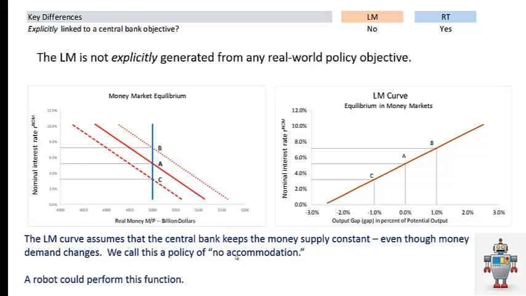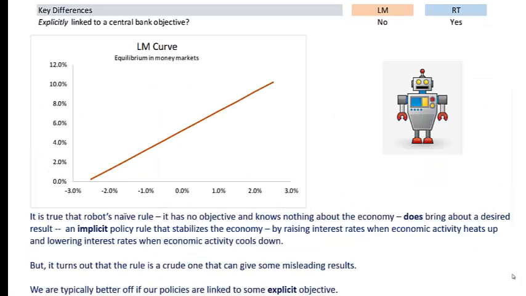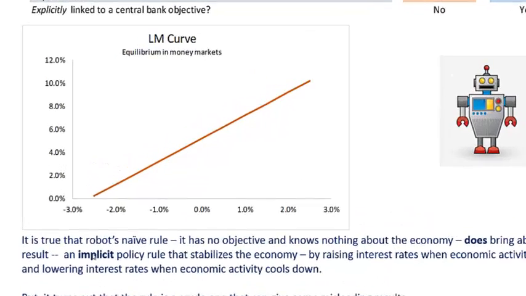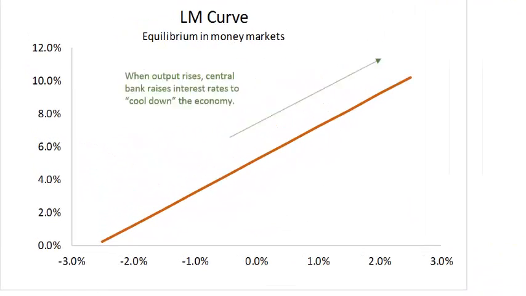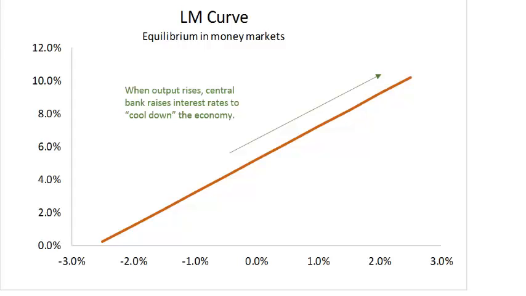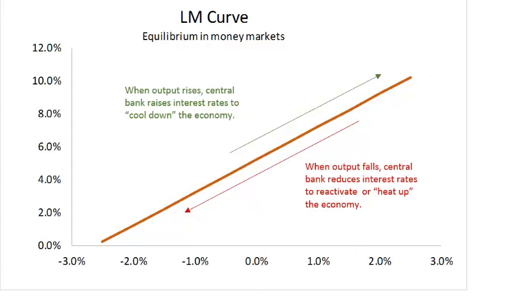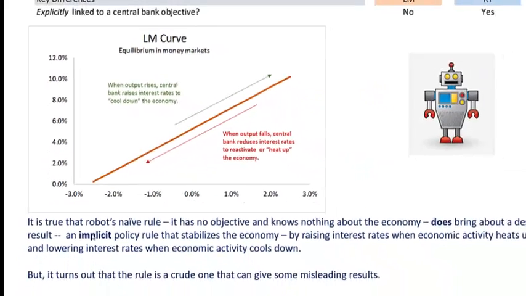Well, guess what? A robot could perform this function. And here's our robot. It's true that this robot's naive rule, and we have to emphasize that the robot has no objective and it knows nothing about the economy, does bring about a desired result, an implicit policy rule that stabilizes the economy. When output rises, the central bank raises interest rates in order to cool down the economy. And when output falls, the central bank reduces interest rates in order to reactivate or heat up the economy.